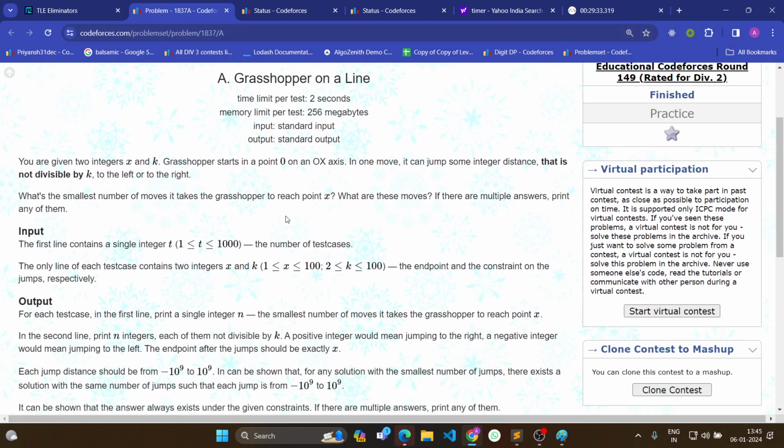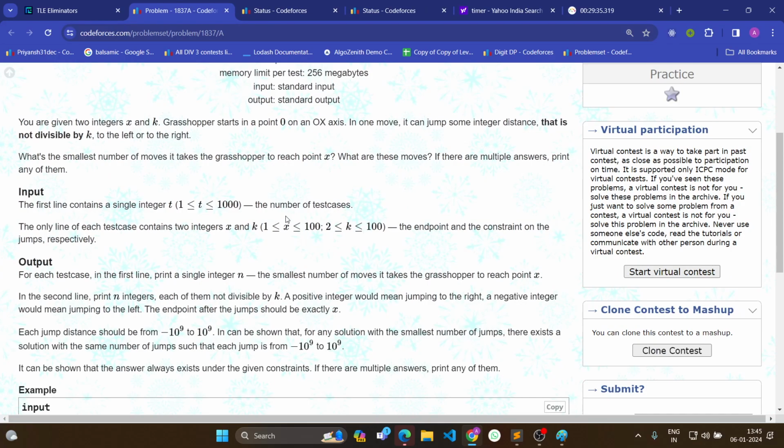You're given two integers x and k. A grasshopper stands on point 0 on the OX axis. In one move, he can jump some distance that is not divisible by k, to the left or to the right. What is the smallest number of moves it takes the grasshopper to reach point x? It can jump some integer distance that is not divisible by k to the left or the right.